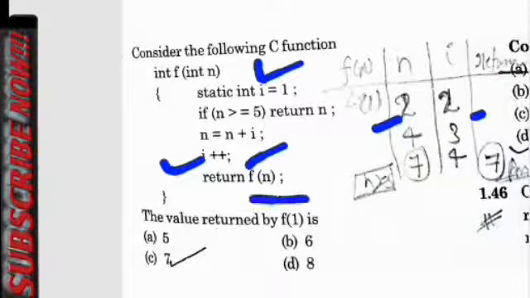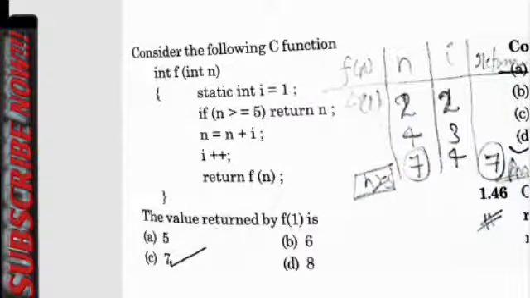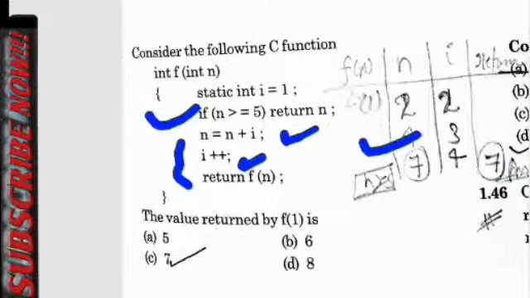Now return the function f(n), where n is equal to 2. So we get f(2). Now again we put in the value and compare with the line of code. If n is greater than or equal to 5, here n is not greater than or equal to 5. So come to the next line of code, then n equal to n plus i, means here n equal to 4 and i plus plus means i equal to 3. Now return the function f.